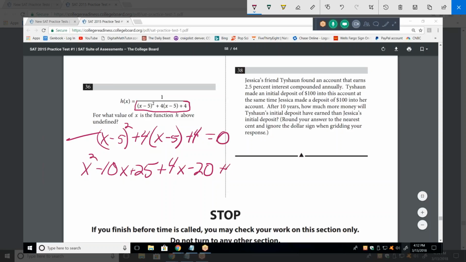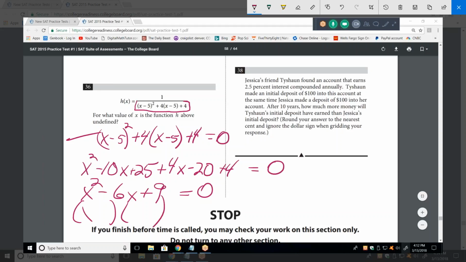and then combining everything. So that now I have x squared, and I have minus 6x, and I have plus 9 equals 0. Now you solve a quadratic by factoring. That's x minus 3 times x minus 3 equals 0. So clearly, if x is equal to 3, it makes that quadratic 0. And that's the answer.